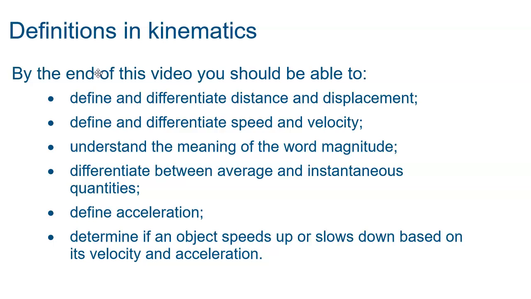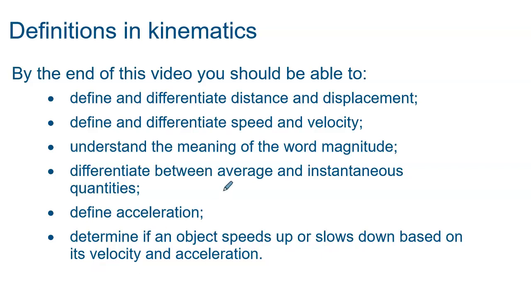In this clip, we'll take a first look at kinematics by looking at definitions of the quantities that are involved when we try to describe motion. So we'll look at the difference between distance and displacement, speed and velocity. We'll try to understand the word magnitude, look at what is an average or an instantaneous quantity. Of course, the acceleration will be very important, and we will finish by looking at what are the characteristics that can define whether an object speeds up or slows down.